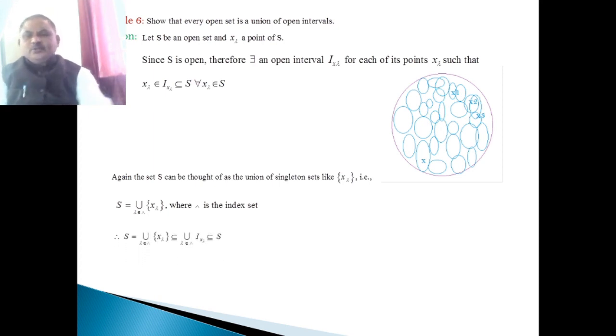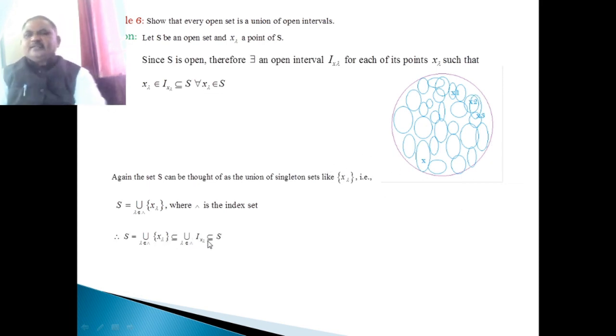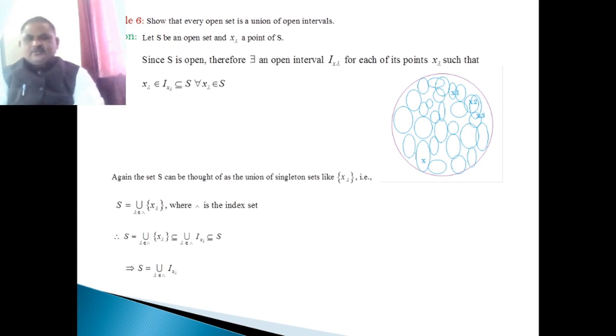Therefore, S is equal to the union of these single-element sets x lambda, but each single element is contained in its open interval, that is I x lambda. That is, x1 is contained in I x1, x2 is contained in I x2, and so on. So in general, S is a subset of or equal to the union of I x lambda. But the union of all these intervals is a subset of or equal to S. This implies S is equal to the union of I x lambda. That means every open set is the union of open intervals.